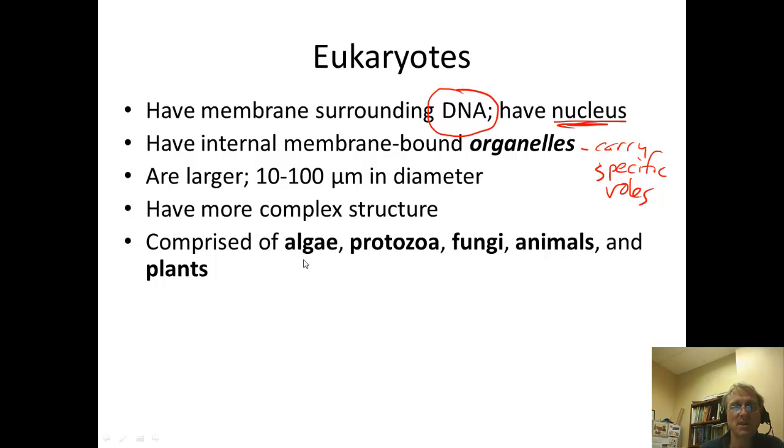The types of organisms that have eukaryotic cells, we can see a listing of these classes of organisms. The algae and protozoa are both primarily composed of single-celled organisms, although the algae do have many multicellular organisms as well. And the fungi, the animals, and the plants are also composed of eukaryotic organisms, though they are going to be primarily multicellular.